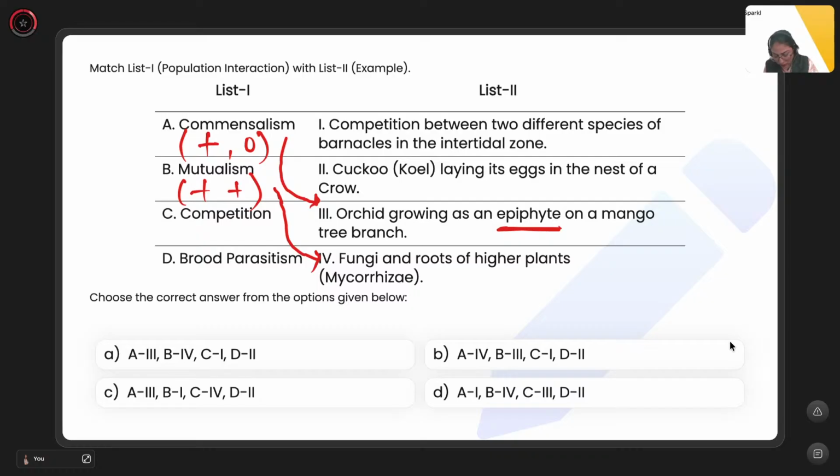Okay, if we talk about competition, competition here is a negative interaction where two species compete with each other. So the correct match here would be C to 1. Competition between two different species of barnacles in the intertidal zone. So beta, for resources, for space, these two barnacle species basically compete with each other.